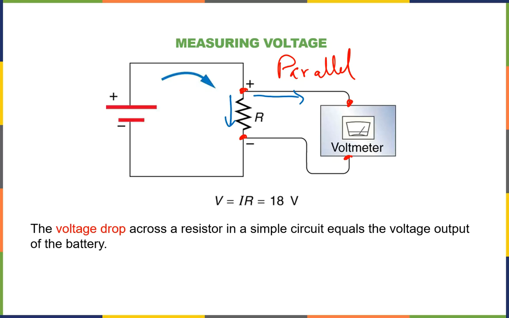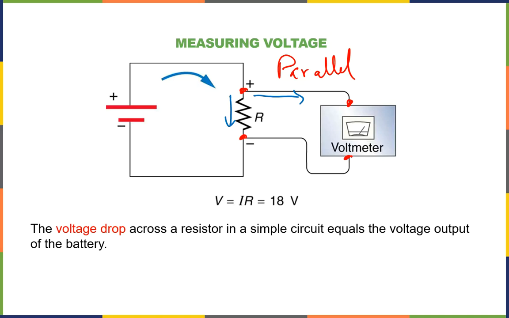And so in reality, if this voltmeter has a very low resistance, that means it's not going to take much energy for charge to go through it. Then I'll have a lot of current that goes through the voltmeter. If it has a really high resistance, then it'll be a very small amount of current that goes through it because it's harder for the charge to go through.